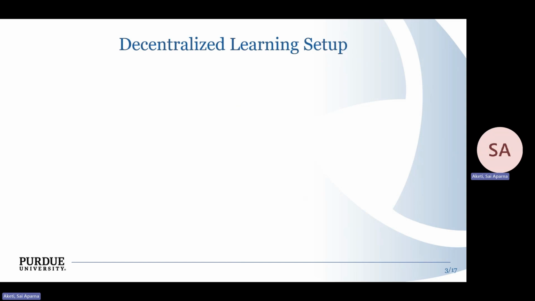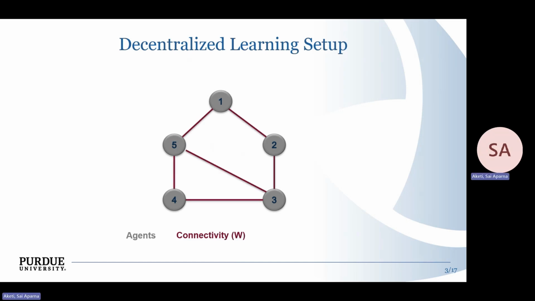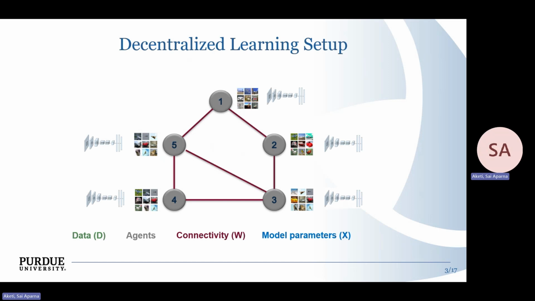Coming to decentralized learning setup, we have a bunch of agents that collaboratively want to learn a model. They're connected via a sparse graph topology, and the adjacency matrix of this topology is given by W. Every agent has local data that is private and cannot be shared across the neighbors. Each agent also has a copy of model parameters that it updates locally. The updated model parameters are communicated with the neighbors. Note that the communication in this case is synchronous.